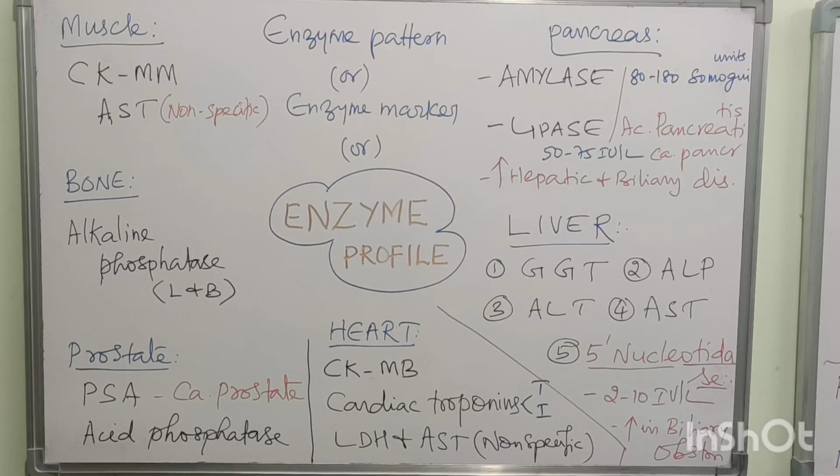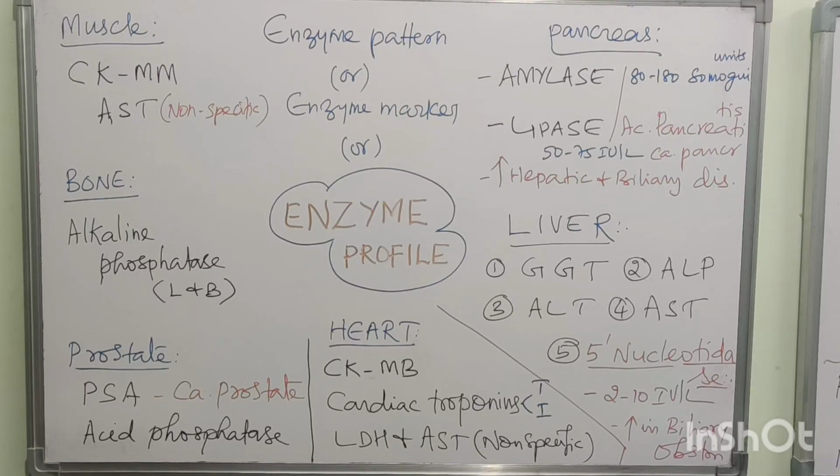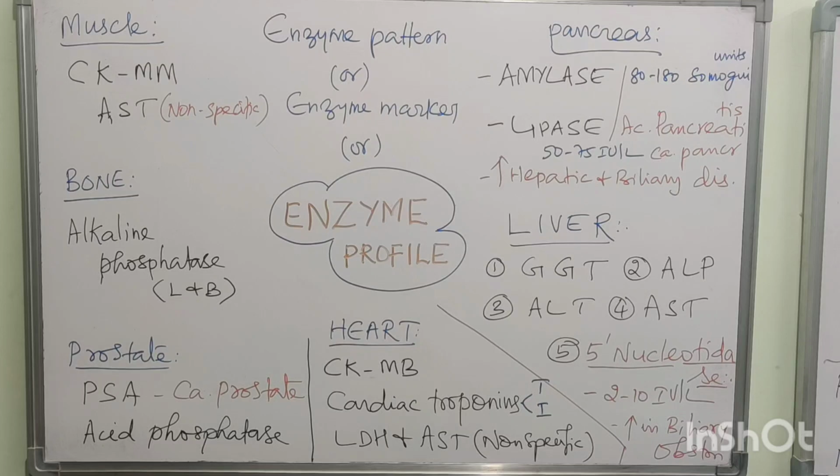Next one is prostate. We have two enzymes. The condition is only CA prostate, that is carcinoma prostate. The enzymes are acid phosphatase and prostate specific antigen. Here there is no normal value or any other functions needed. You write just two enzyme names, prostate specific antigen and acid phosphatase. The disease is carcinoma prostate. Okay. Next one is pancreas.